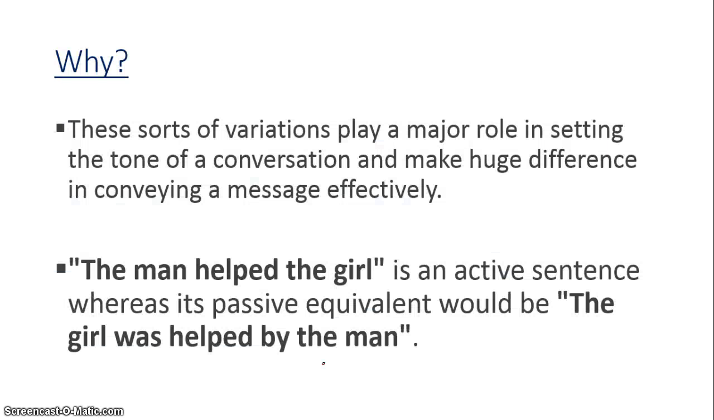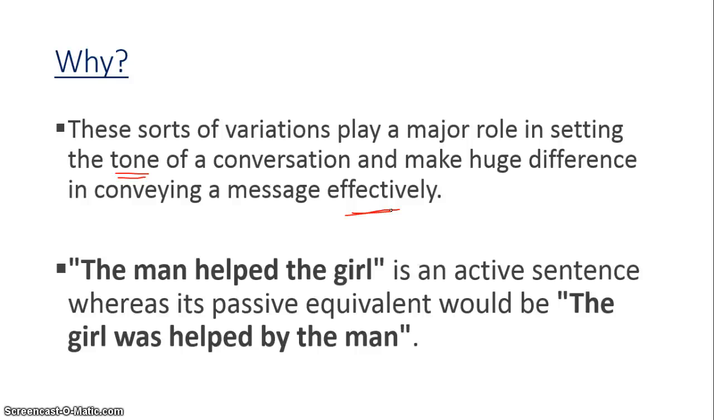Now we'll study as to why we use active and passive voice forms at certain places. These sort of variations play a major role in setting the tone of a conversation. Very important, guys and girls. It also makes a huge difference in conveying a message effectively. Guys, do you want to convey your message effectively or not? It is absolutely essential that whatever you are speaking of or writing about should be conveyed efficiently and effectively to the one who is targeted at hearing or reading that.